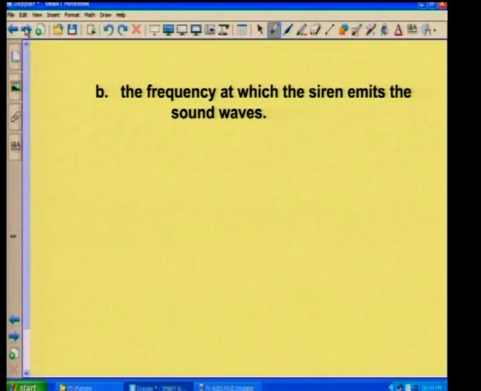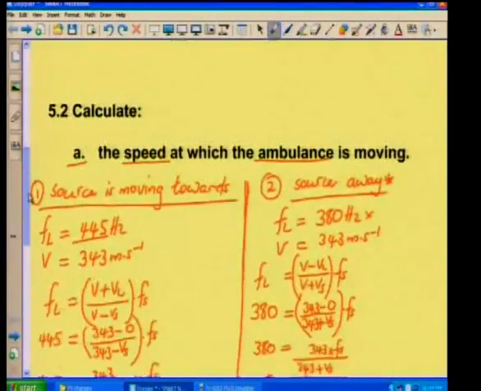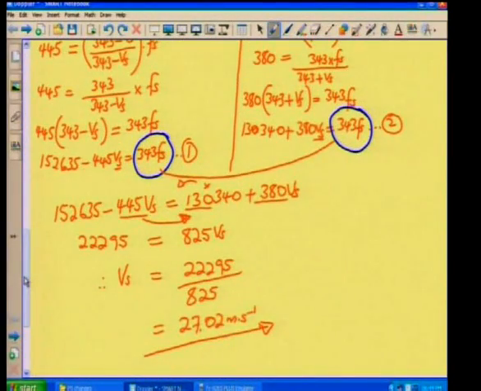5b says, now find the frequency at which the siren emits the sound waves. At this point, it is quite easy to find because previously we now know what Vs is. We now know the velocity of the source. It is 27.02 meters per second. So all we need to do is to substitute this value in one of our simultaneous equations that we had earlier on. You can choose between the two. You can use 1, you can use 2. In my case here, I chose 2. Let's just go to 2.